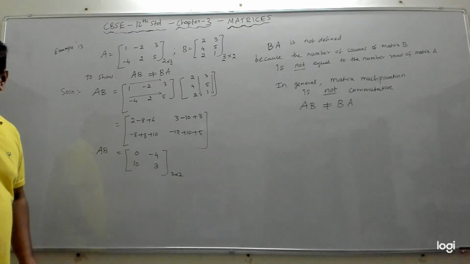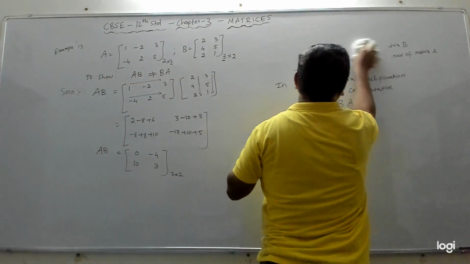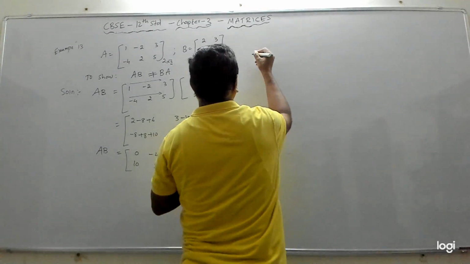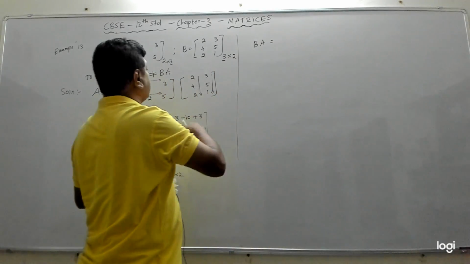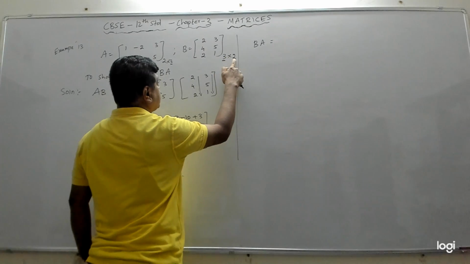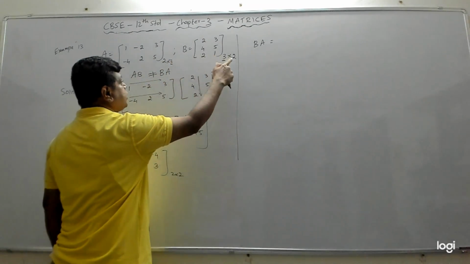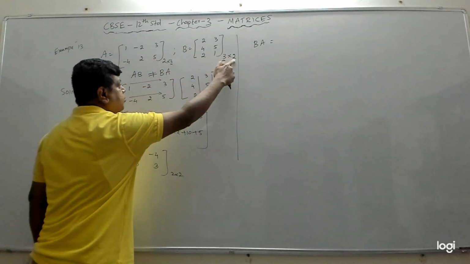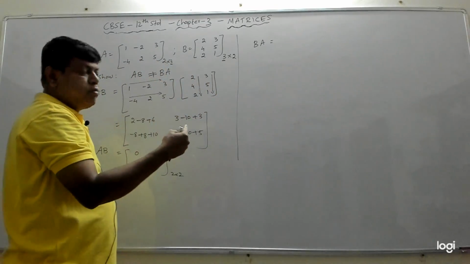Now let's try to do BA. We have to do B into A matrix. Now we should check whether BA is defined. To perform B into A, the number of columns of B should be equal to the number of rows in A. The number of columns of B is 2, which is matching with the number of rows of A, which is also 2. So we can perform B into A.